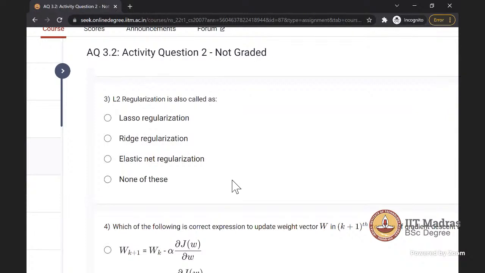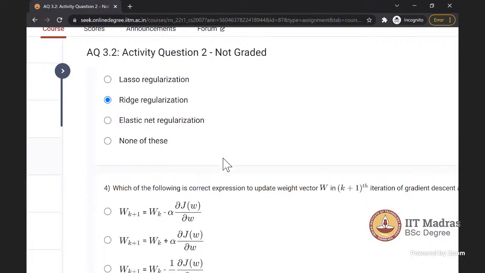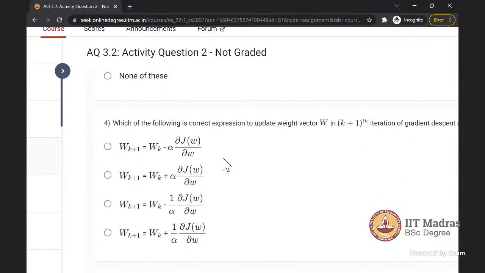Question number 3. L2 regularization is also called lasso, ridge, elastic net, or not? Yes, the correct answer is ridge. Ridge.